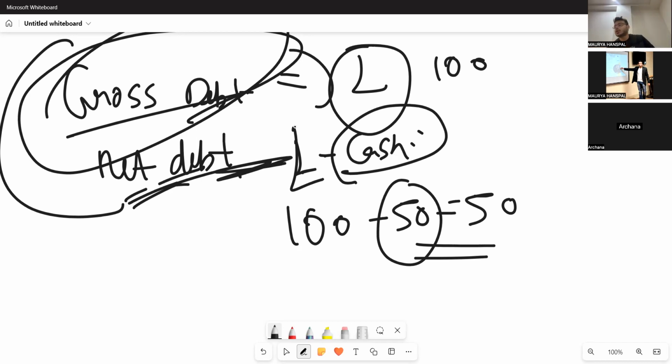So always look at the gross debt, because this cash, though useful, is not meant to pay off these liabilities only. It can be used for the other activities also. That is why always look at the gross debt of the company.